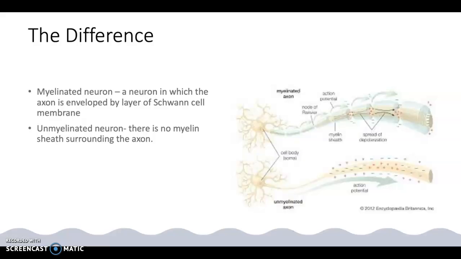So, to the right of my screen, I have a picture of a myelinated axon and an unmyelinated axon. One of the differences that you can see is how one has more myelin sheath, which are kind of like little protectants over the axon. So the myelinated neuron is a neuron in which the axon is enveloped by a layer of the Schwann cell membrane. The unmyelinated neuron has no myelin sheath surrounding the axon.